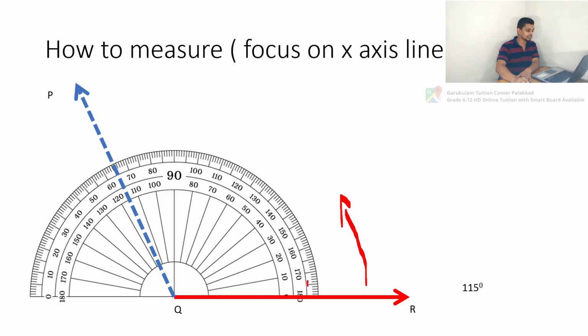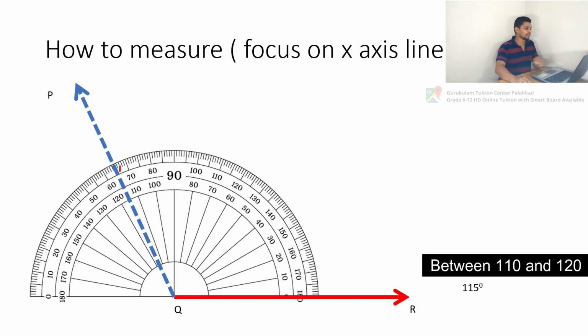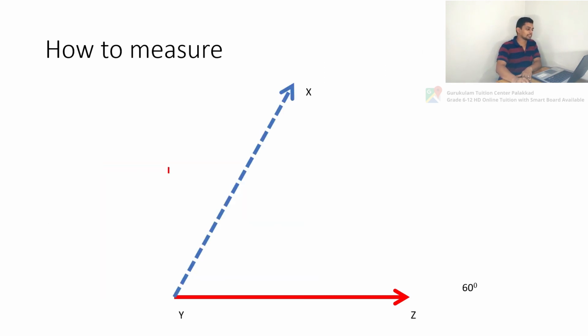So when we check here, it is 10, 20, 90, then 100, this is 110, this is 120. So the ray is going in between 100 and 120, right? So this is going to be 115. Okay, let's check another example.